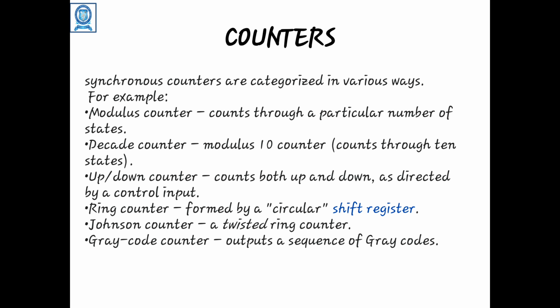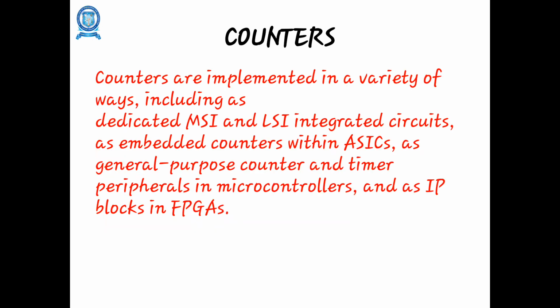Then the up-down counter counts in both the up direction and the down direction. The ring counter is formed by a circular shift register and counts in a circular way. The next counter is the Johnson counter, also called the twisted ring counter. Then the gray code counter outputs a sequence of gray code.